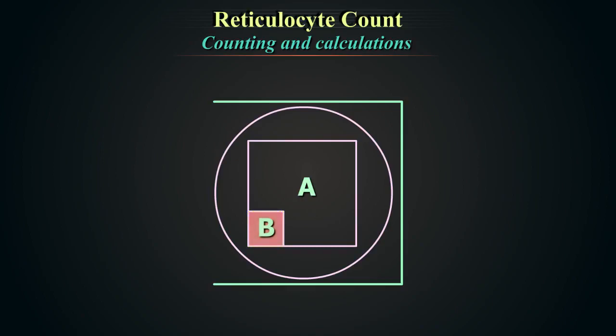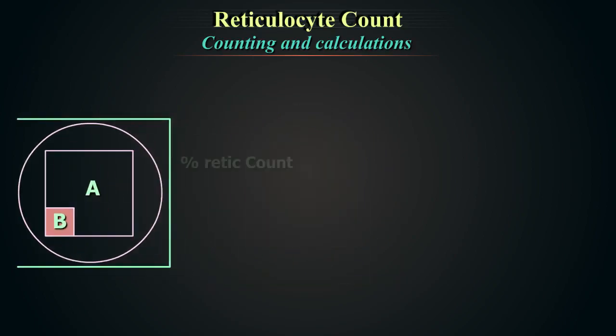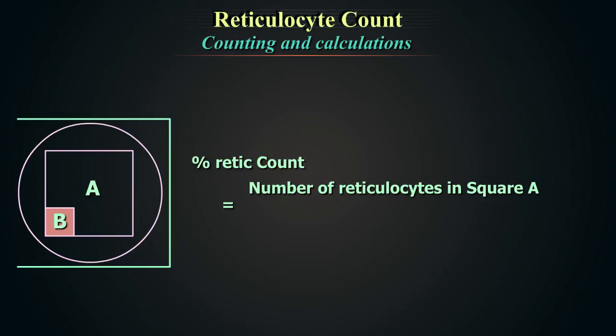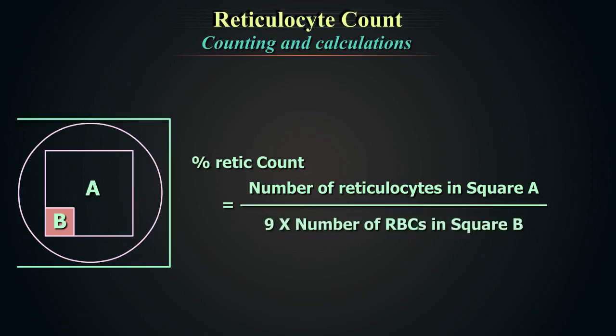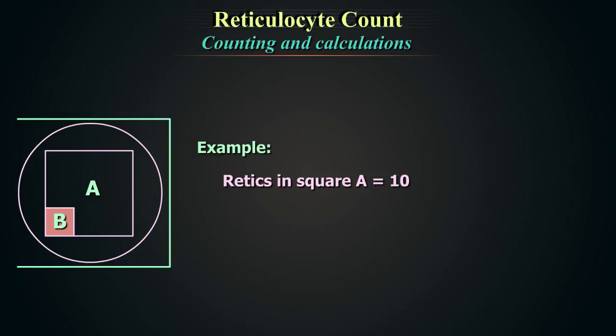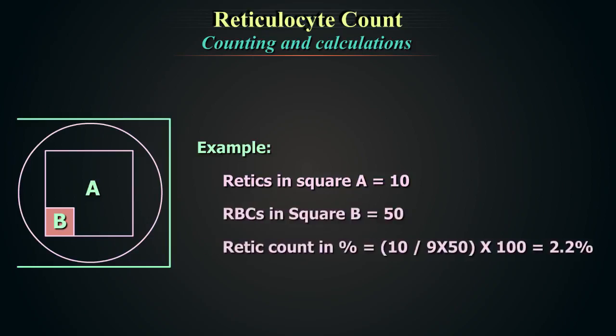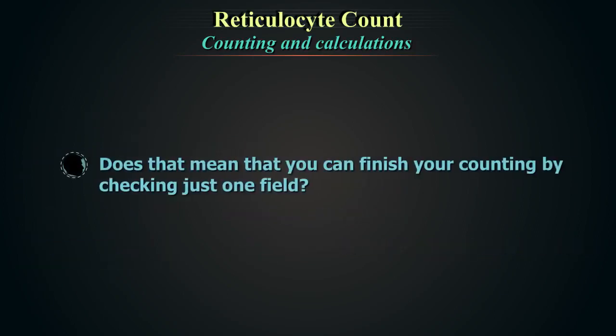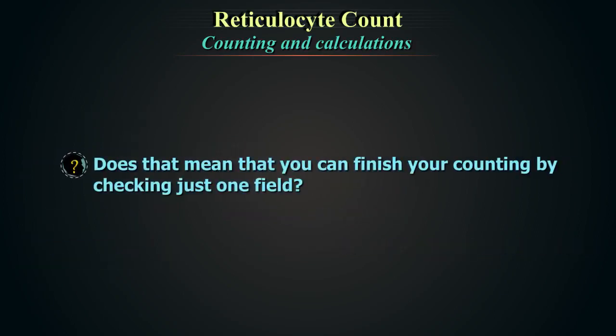You count the red blood cells in square B only, but reticulocytes in the whole field. So percentage reticulocyte count is equal to the number of reticulocytes in square A upon 9 into number of RBCs in square B, whole into 100. For example, if the retics are 10 in square A and RBCs are 50 in square B, then the retic count in percentage will be 10 upon 9 into 50, whole into 100. That is 2.2%. So does that mean that you can finish your counting by checking just one field?